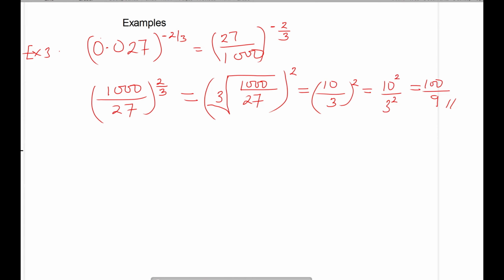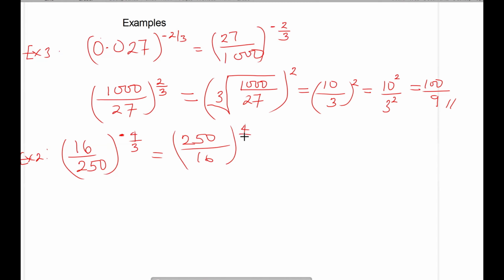Let's look at another one. Now look at this. I have 16 over 250 all raised to the power of minus 4 over 3. Now, we have a negative here too. To remove this negative, we just flip this fraction. And that means this becomes 250 over 16 all raised to the power of 4 over 3. Now, this one becomes a fractional index.